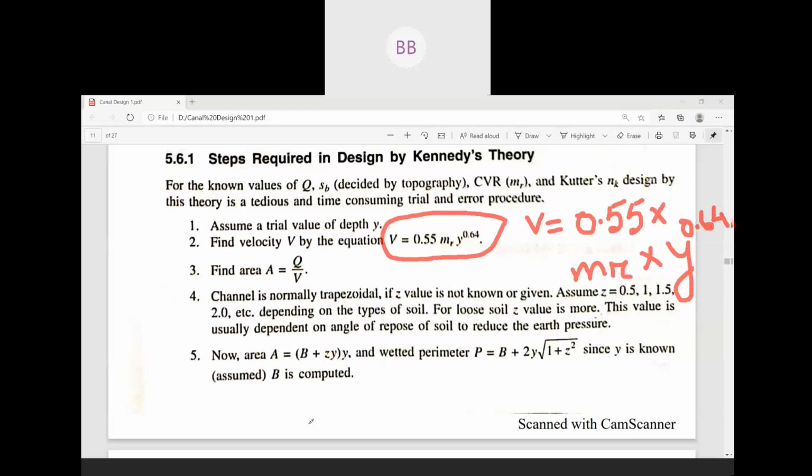This is Kennedy's theory. First you have to assume a depth of flow, then you have to find out the velocity with the expression v equal to 0.55 multiplied by critical velocity ratio m r and multiplied by y to the power 0.64. This y is nothing but your assumed depth.